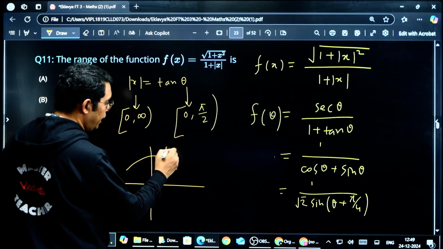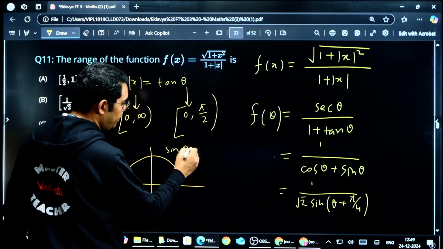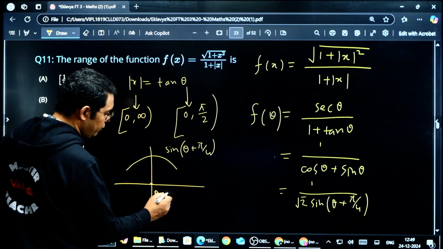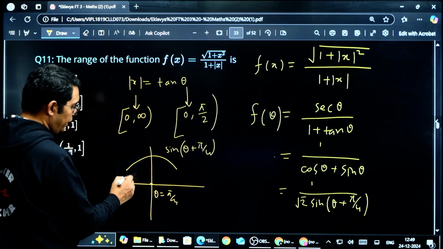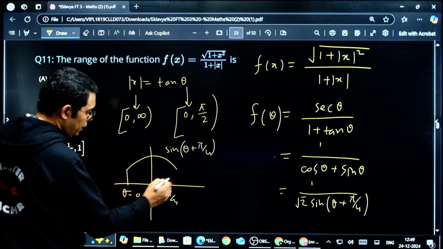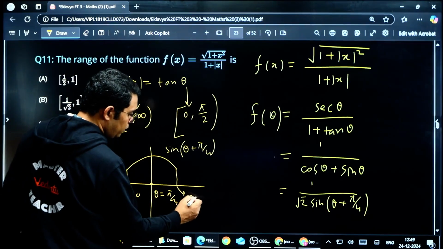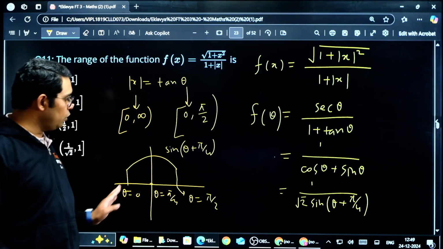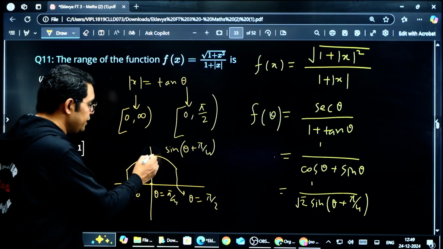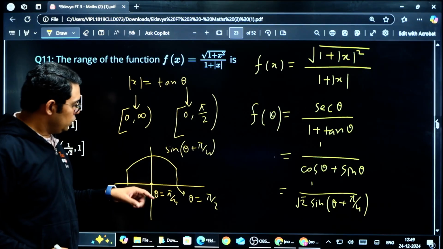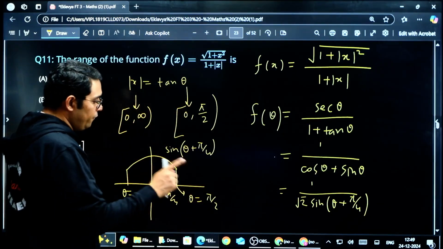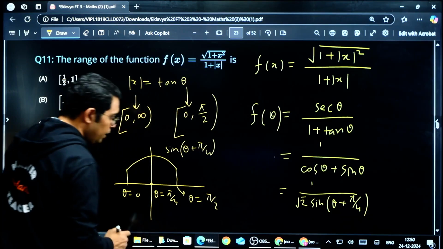This is a graph of sine theta plus pi/4, where this is the point where theta will be pi/4. This is the point where theta is 0, and this is the point where theta is equal to pi/2. So you can see, as your theta changes from 0 to pi/4, the value of sine increases, and then again it decreases.